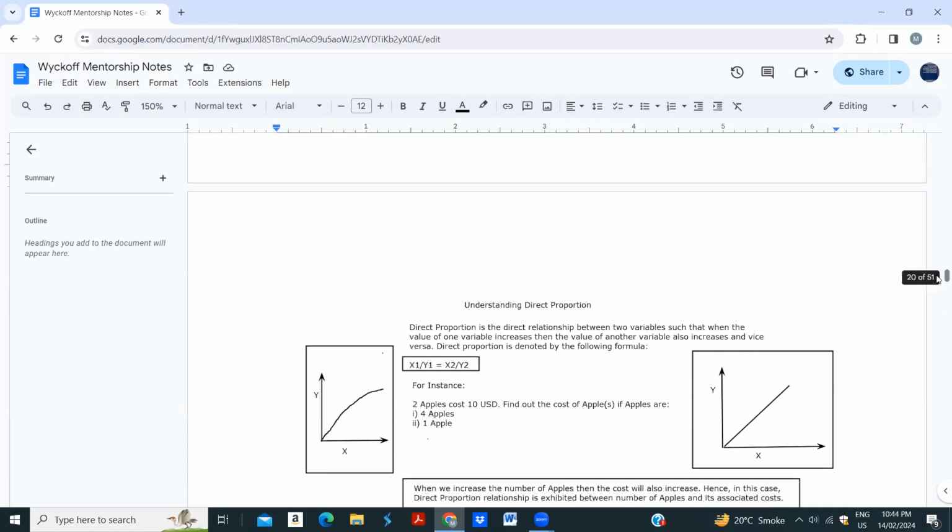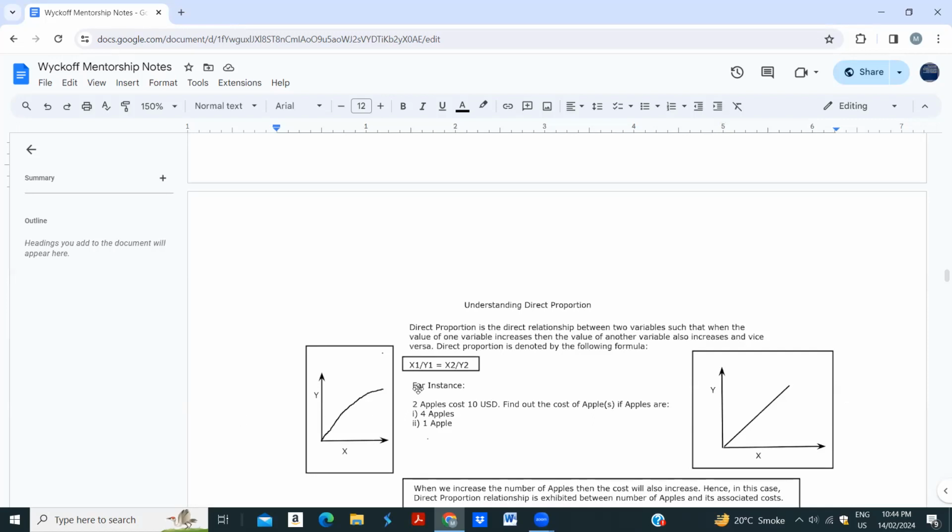Okay, now this is an example. This is a graph of the direct proportion. You can see the graph. Okay, this is a graph of the direct proportion. A direct proportion graph can be drawn between variable X and Y, and it can either be drawn like this or it can be drawn like this. Okay, so both graphical representations are possible. Okay, they are all right.